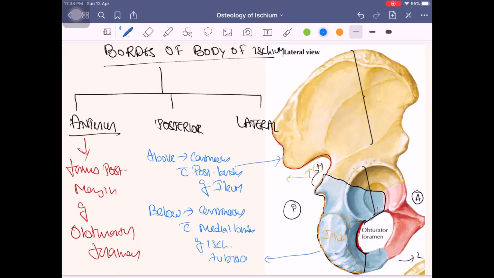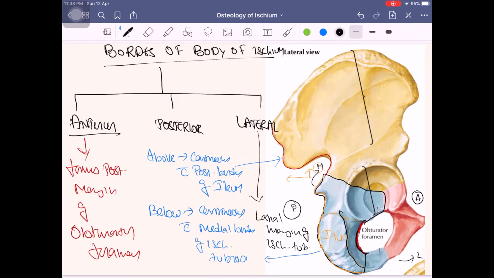Now lateral border, if you look at the lateral border, it is the one which is forming your lateral margin of ischial tuberosity. You can see that was a medial margin which is gone. Now I am putting this line. You see this line all the way. Now this border we can call the lateral border. So I can say the lateral border forms the lateral margin of ischial tuberosity. Are you clear? So this is the lateral.